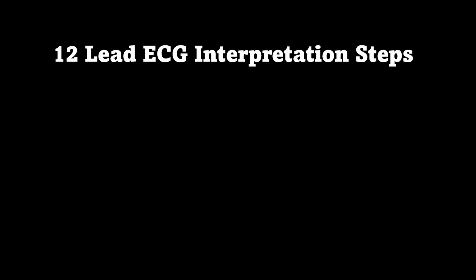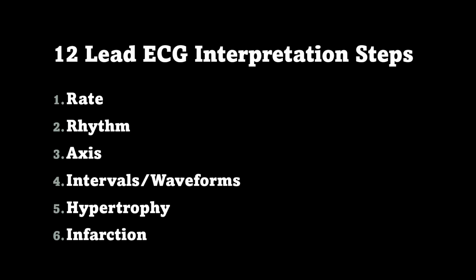I'm going to go into the 6 steps I use to interpret a 12 lead. These are going to be your rate, rhythm, axis, intervals and waveforms, hypertrophy, and infarction.